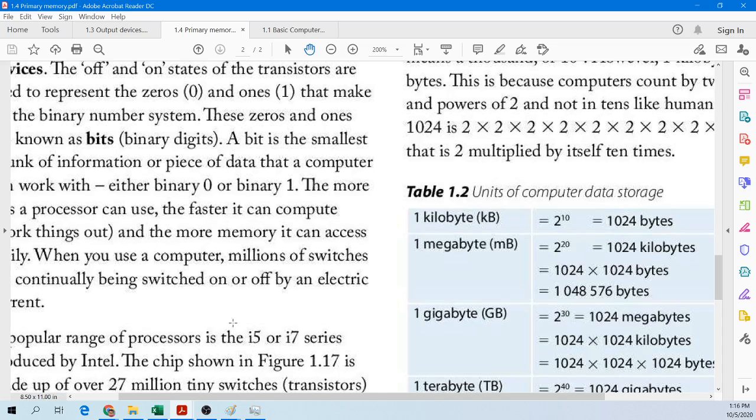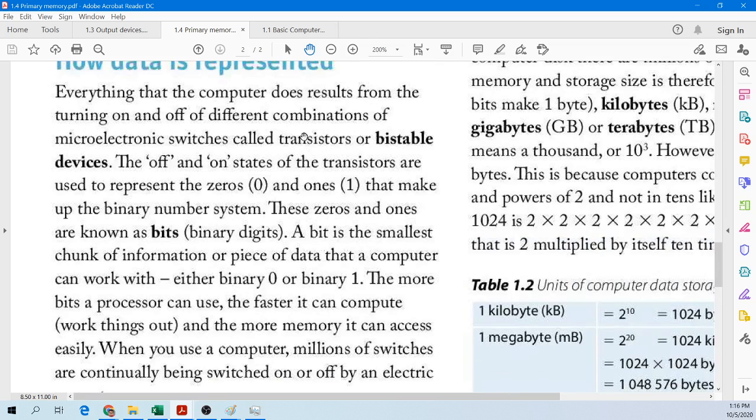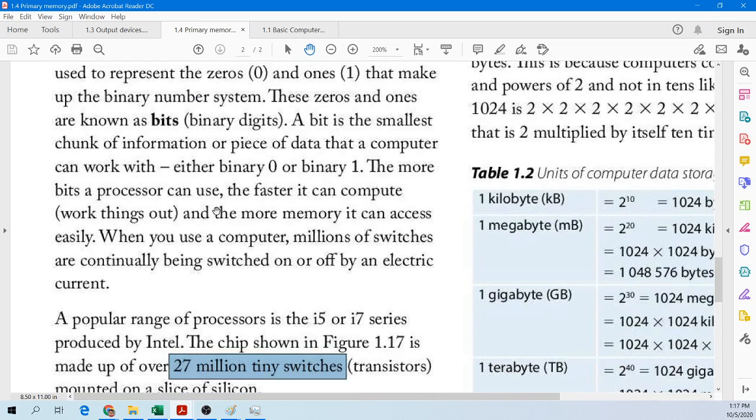The first paragraph here is saying that on the common processor, the Intel i5 and i7, they have about 27 million tiny switches. So those transistors we talked about above here, which have that on and off state.